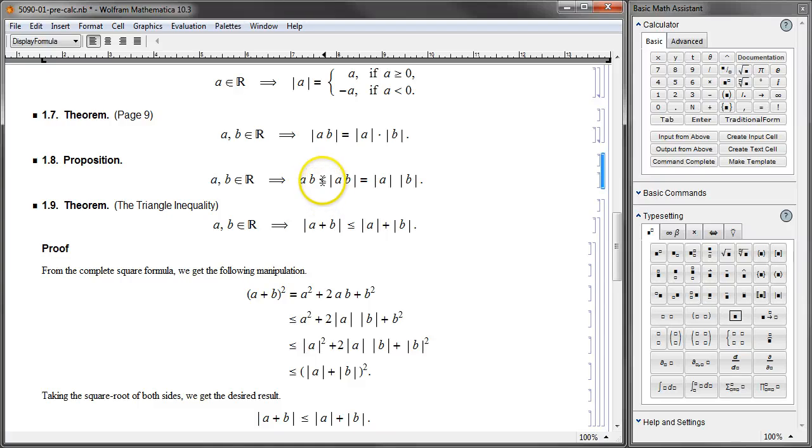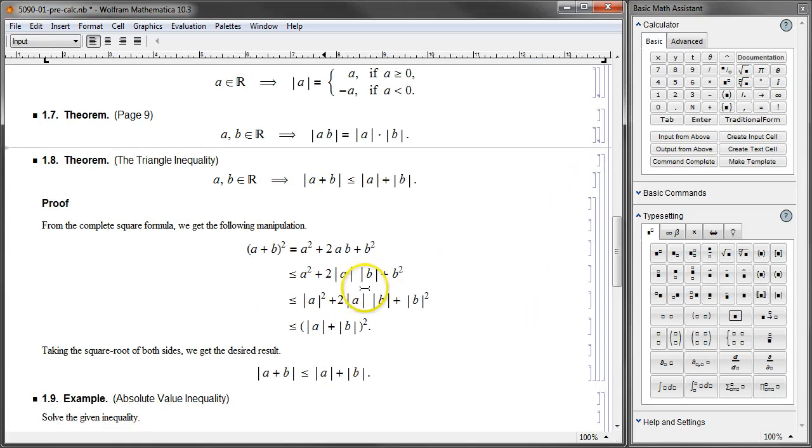So it turns out that AB is always less than or equal to absolute value of A times absolute value of B, and that's what we are using here. This one is less than or equal to that one, always. Consequently, this second line is bigger. And then let's make one further observation. Actually, this should be an equality, excuse me.